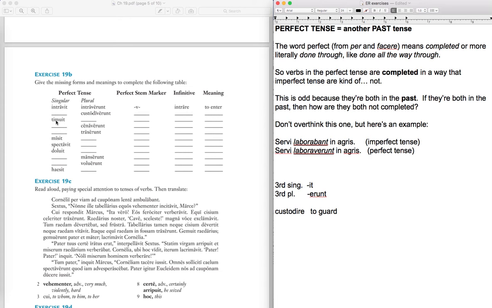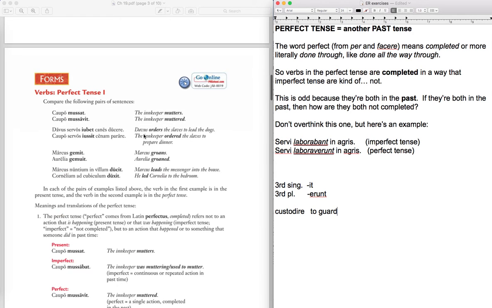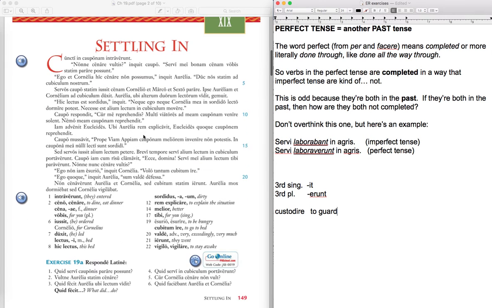Just one more here. This is timuit, right? So we know the ending is timuit. So we're going to take that same perfect stem timu. I'm going to bring that over here, timu, and then we're going to have the ending for third person plural, timuerunt. So here that marker is not going to be a V, but it's going to be the U. So read carefully all the stuff on perfect tense, and I think you'll recognize some of these.